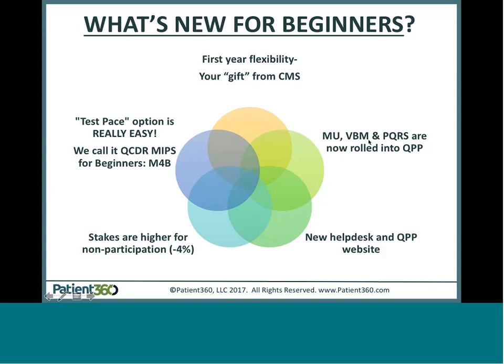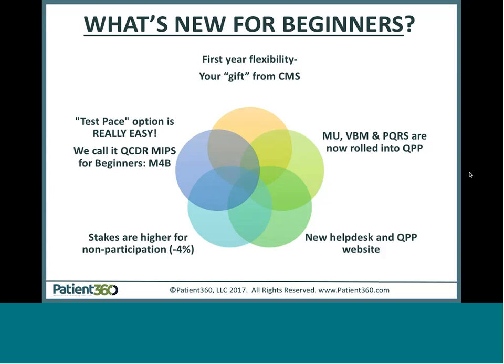These three programs in the past, many of you are familiar with Meaningful Use, Value-Based Modifier, and PQRS. These are married now into one under the QPP program. What that means for you when you're participating, either when you're submitting your measures via qualified registry or via a QCDR, you actually get to do all three programs, and I'll show you the categories in just a little bit. Meaningful Use has become the ACI category. VBM is cost. There's also an improvement activities category.